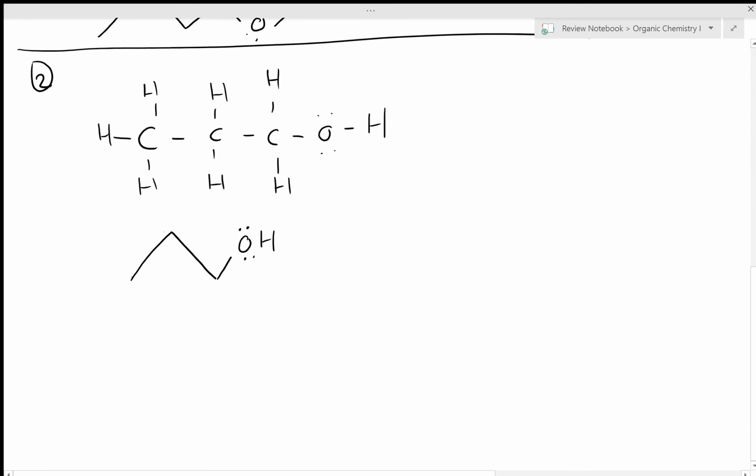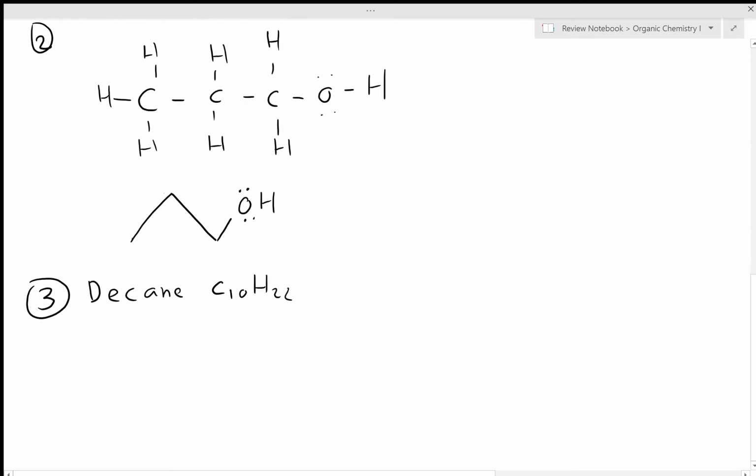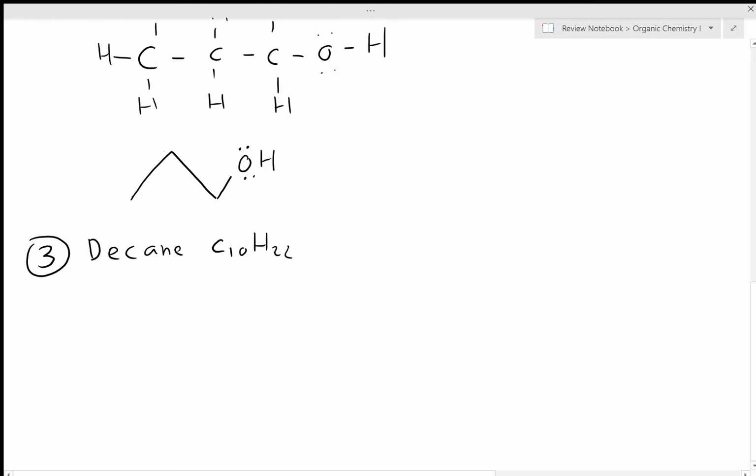Nice, quick, easy one. So now we're gonna start naming later, but we got decane here, just 10 carbon chain. So C10, H22, and let's just start the bond line structure. That would be nice and easy. So you're gonna know that this is saturated.